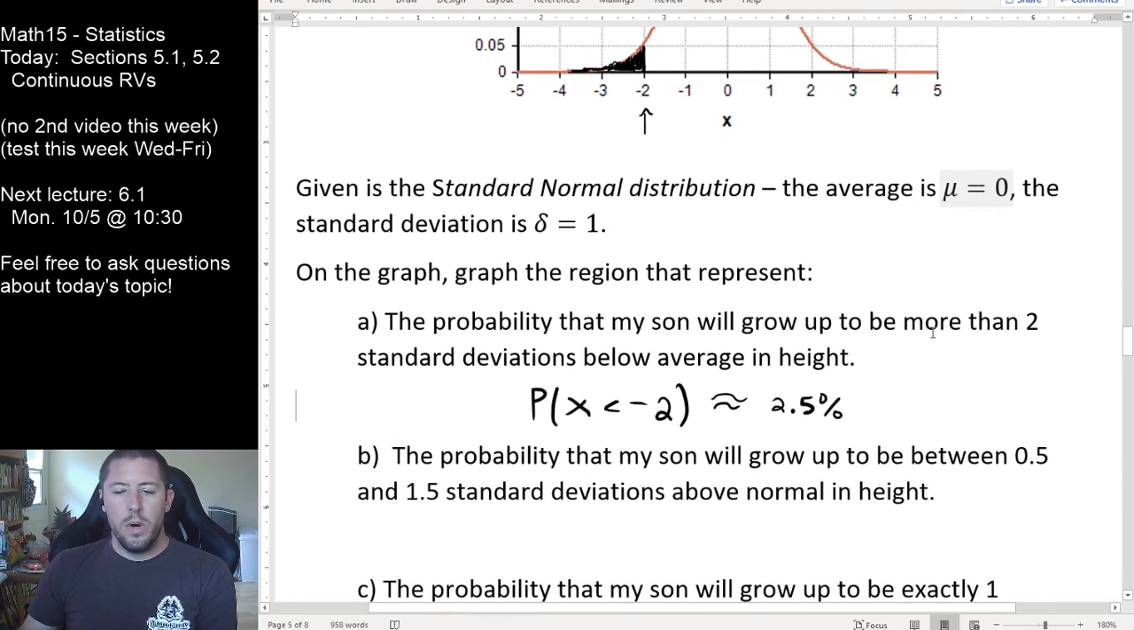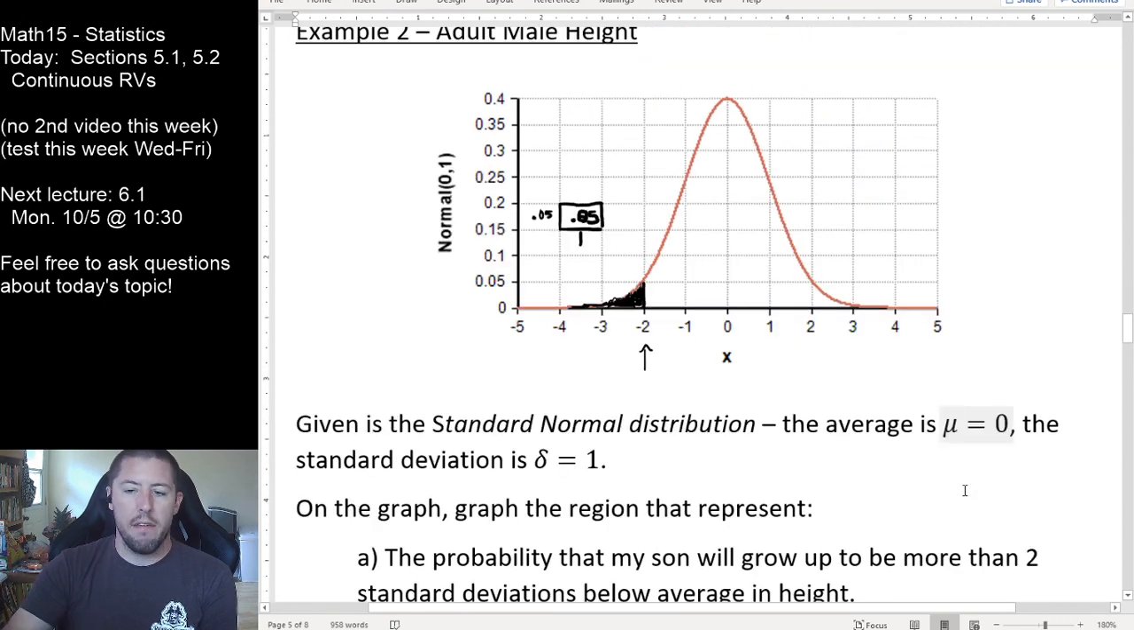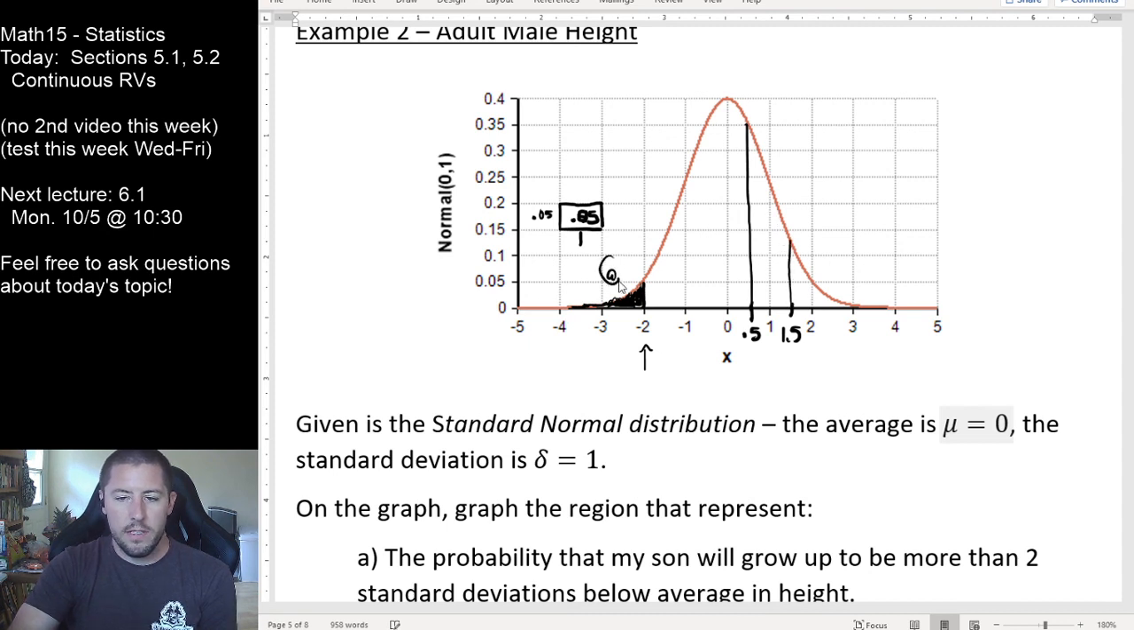So for question B, what is the probability that my son will grow up to be between half and 1.5 standard deviations above normal in height? So I can come up again to my graph. I'm interested in the probability of being between 1/2 and 1.5 standard deviations above normal in height. And so I can estimate for myself, what is this area of interest? Oh, by the way, I should mark this. That was problem A. Here's problem B.